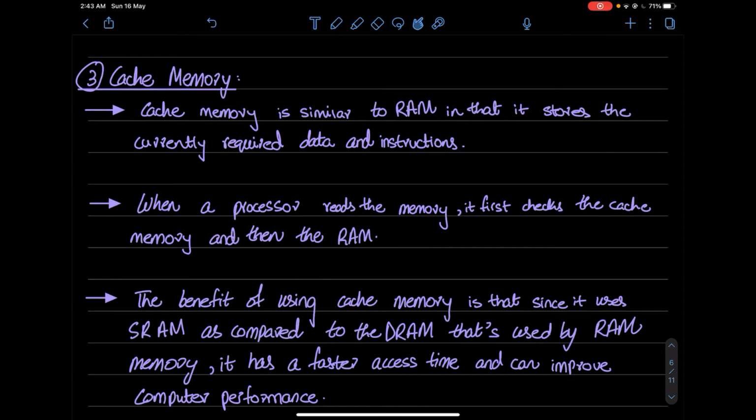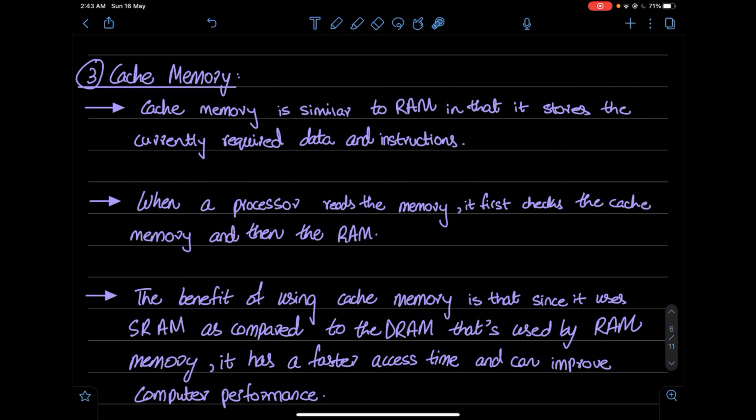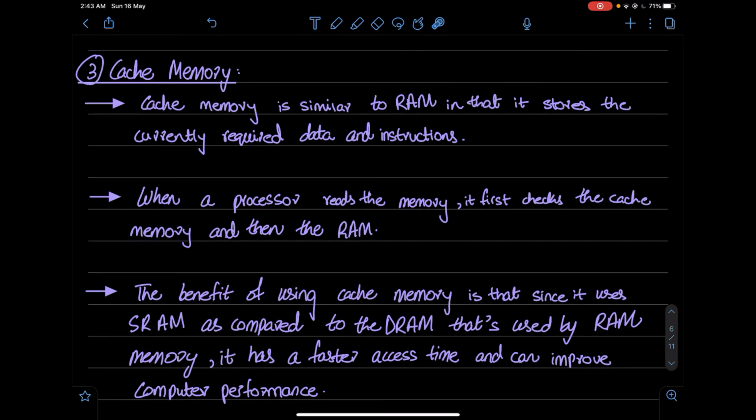So the cache memory is also really important in the sense that this is primary memory just like your RAM, but this makes use of SRAM. If you're aware of the differences between SRAM and DRAM, learn more about them in chapter 3. The video for hardware is already up. Okay, so cache memory is similar to RAM in that it stores the currently required data and instructions, right?